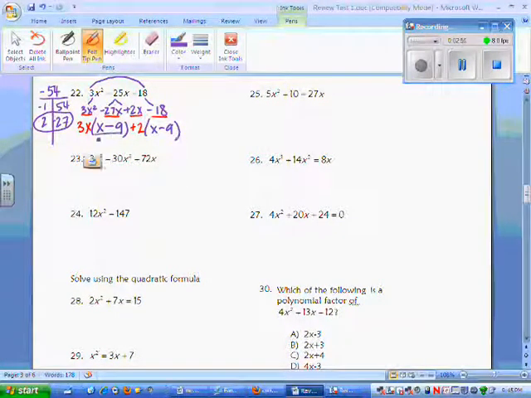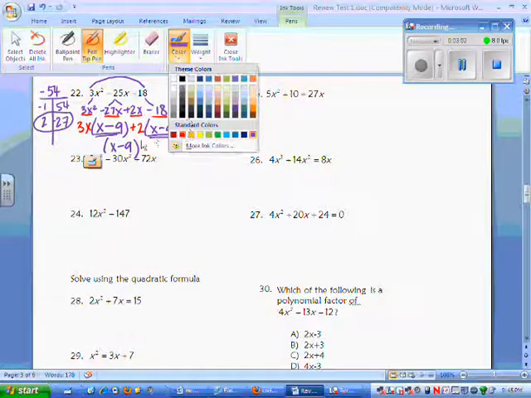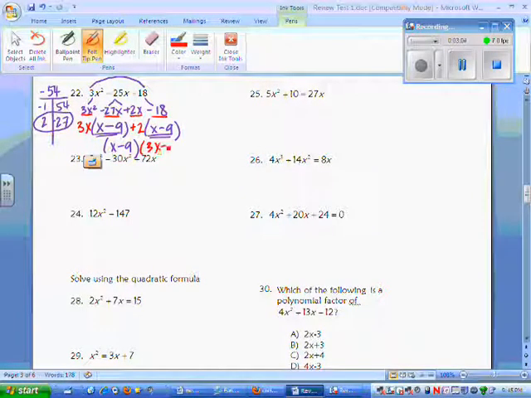Okay, remember these two should match. If they match, we're doing it right. We have x minus 9, and then the leftover part is the 3x plus 2. And now that is completely factored. Remember, I don't solve because it does not equal 0. Okay, so that's my final answer for 22.